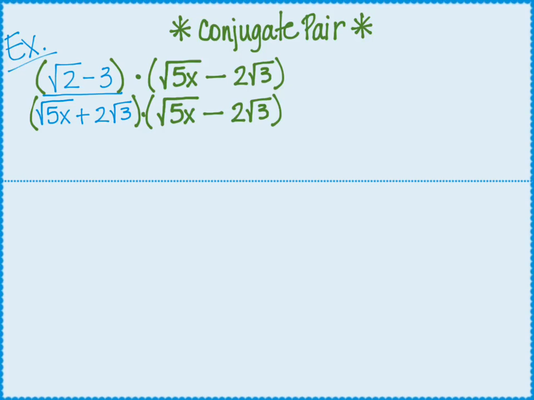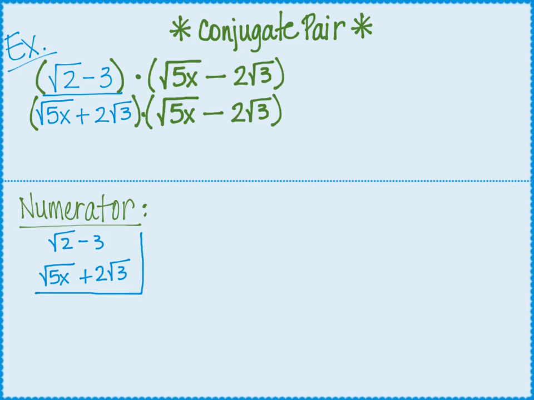This requires us to go to some scratch paper for a moment here and look at our numerator. I think of those two as binomials. It's the square root of 2 minus 3 times the square root of 5x plus 2 root 3. And I like the stacking method. I multiply straight down, and I get the square root of 10x. Remember that x is under the radical symbol. Nothing comes out of there.